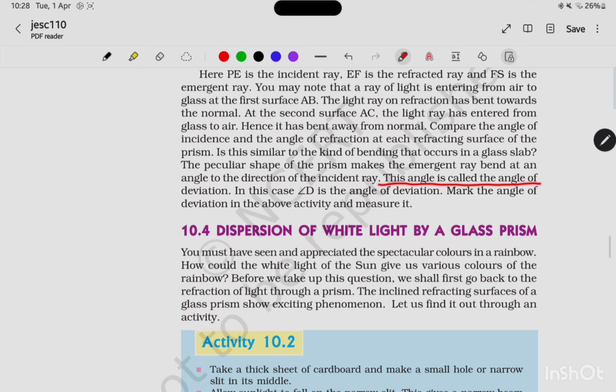This angle is called the angle of deviation. In this case, angle D is the angle of deviation. Mark the angle of deviation in the above activity and measure it. So, question: what is the angle of deviation?